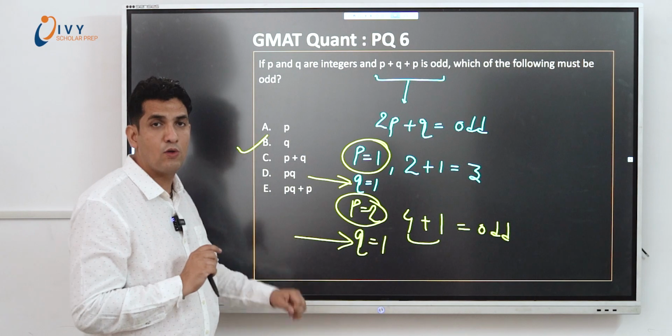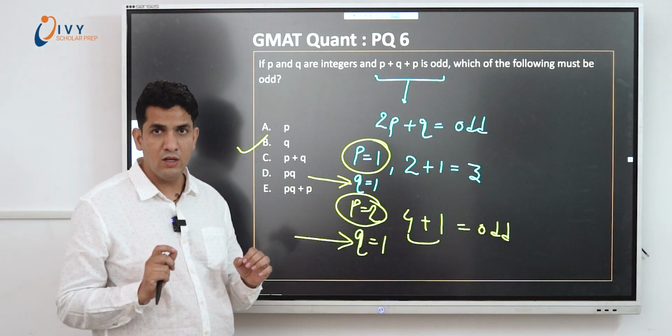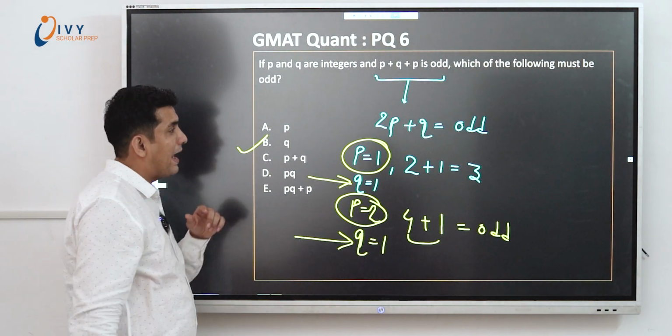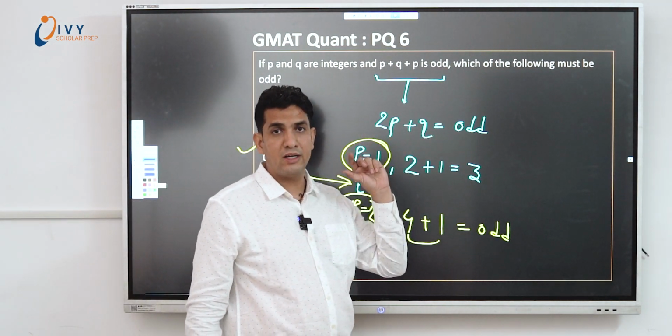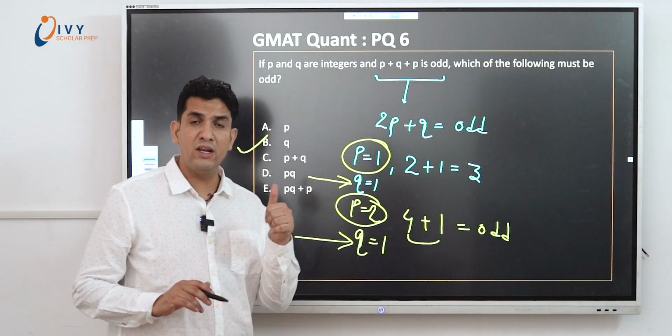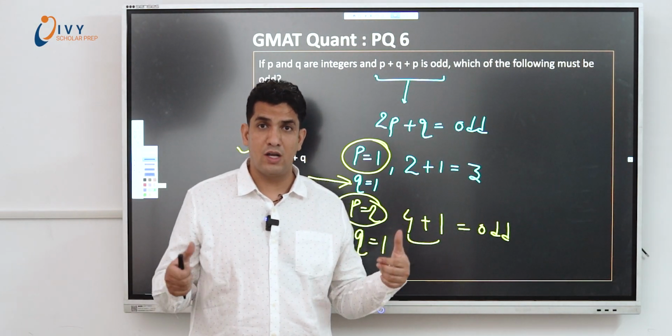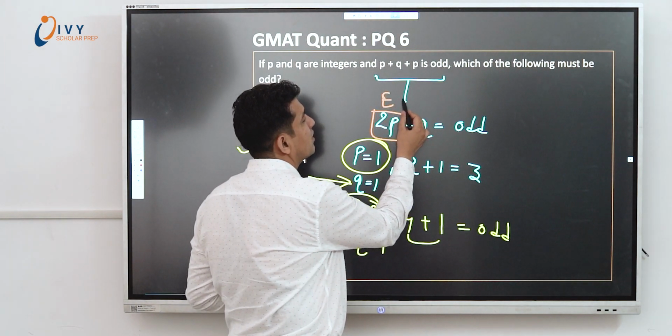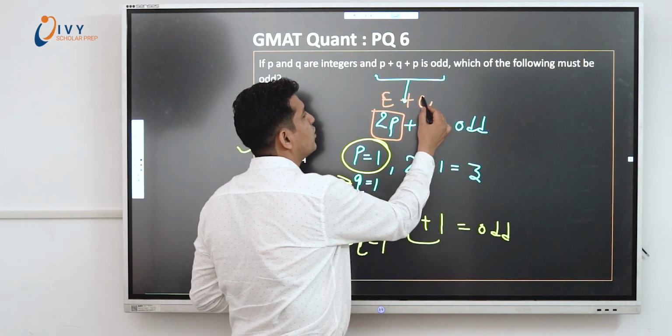If I want to solve this problem in a quick time, what is the easiest way to approach this? As you could see, the addition of two numbers is offering an odd number, right? Which means one number has to be even, the other number has to be odd. As you know already, you have 2p. So this number will always be even. So that means q has to be odd.